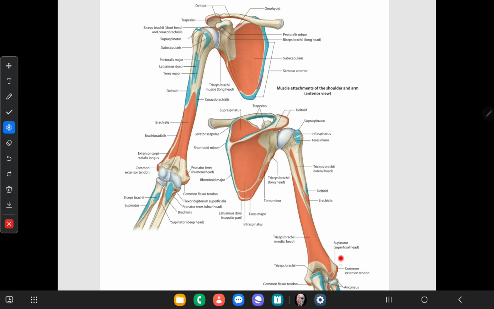And here in the lower end, here is the common extensor tendon, lateral epicondyle. Medial epicondyle is the common flexor tendon. And here you can see an area for the supinator muscle. Supinator is also an extensor muscle in the forearm. From this area the superficial head of the supinator muscle originates, and there is an area where anconeus muscle gets origin. Here is that area. The anconeus muscle is also an extensor muscle in the forearm. So those are the muscle attachments to the humerus.